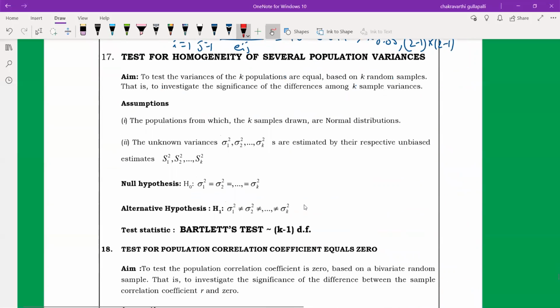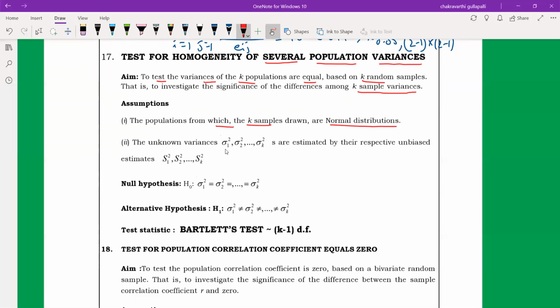Test number 17: test for homogeneity of several population variances. This is an advanced level topic. Use the Bartlett test. What is the aim? To test whether the variances of the k populations are equal based on k random samples, and to investigate the significance of the difference among the k sample variances. Assumption: the populations from which the k samples are drawn are normally distributed. That is very important. We have to collect the k samples from normal populations.